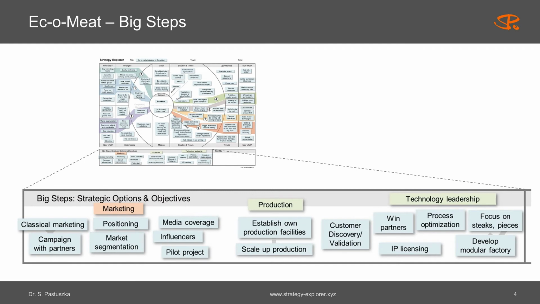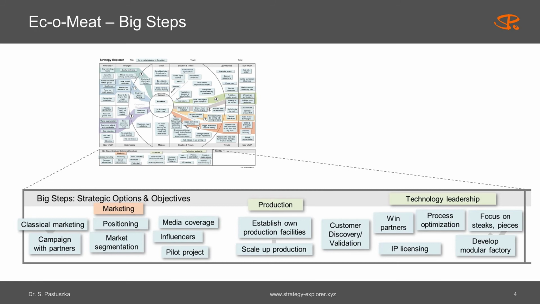The EcoMeet team has derived quite a number of big steps from their previous analysis and from additional ideation on how to reach the vision. They quickly see that the findings can be clustered into 3 big areas: marketing, production and technology leadership. The team is aware that they can only reach the vision if the product quality is excellent and if it is available in huge quantities and at a competitive price. Only then does extensive marketing seem to make sense, which is not yet the case.